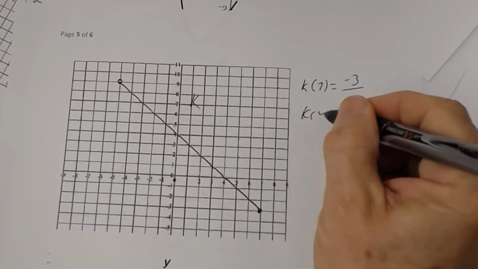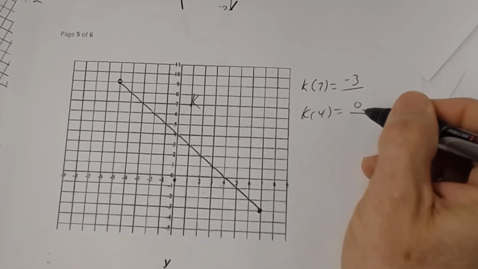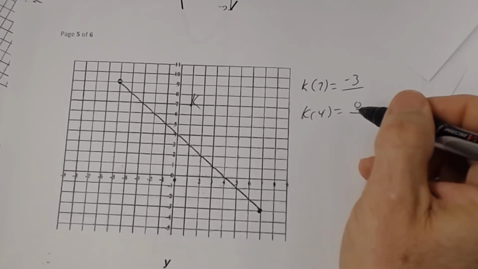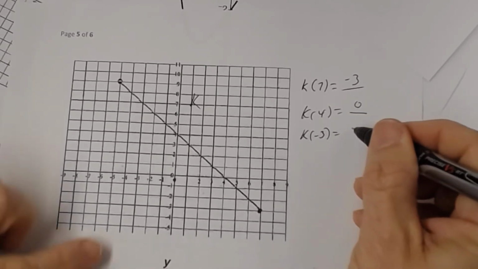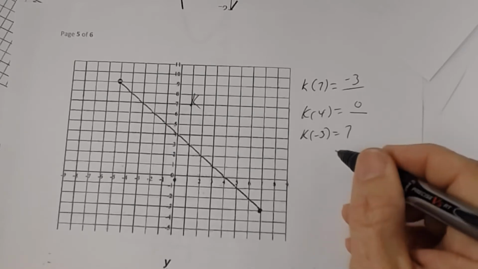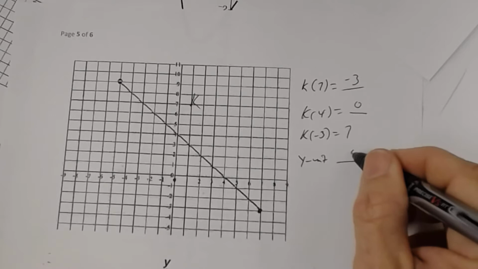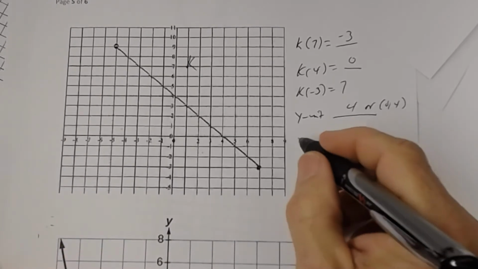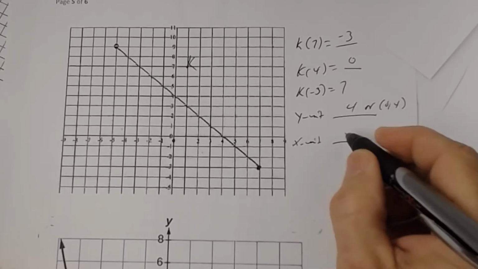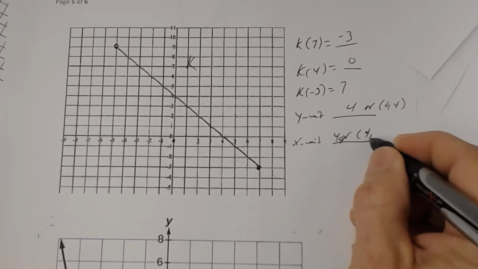What is k of 4? 0. That's your x-intercept. All right. What is k of negative 3? Positive 7? All right. What is the y-intercept? 0, 4. The x-intercept? 4 or what? Not 0, 4, but 4, 0. Okay.